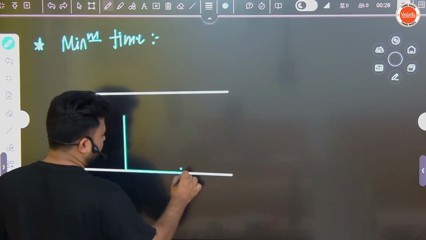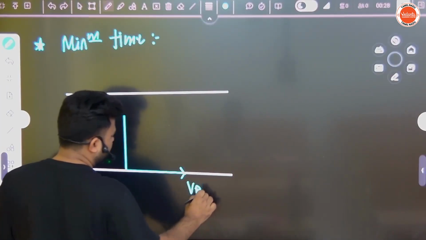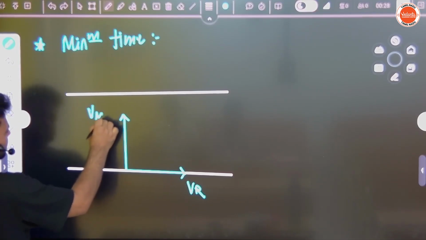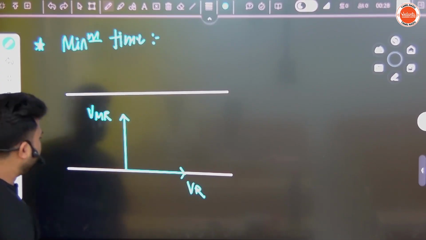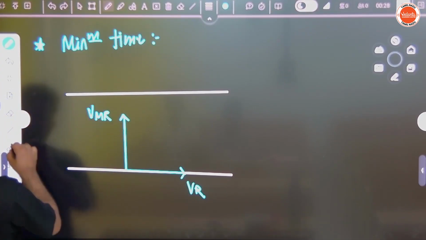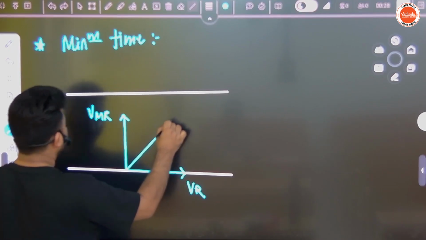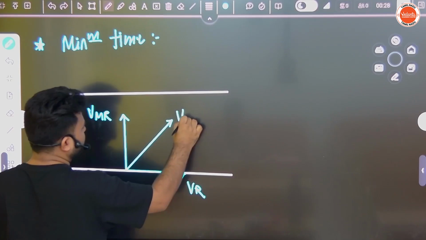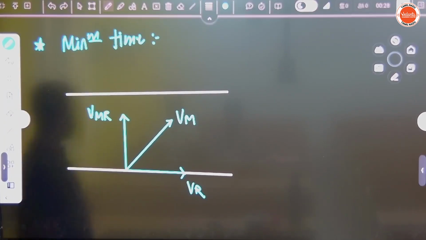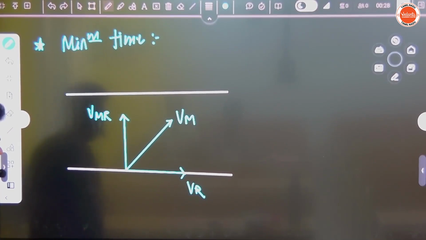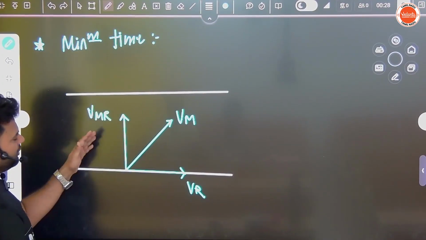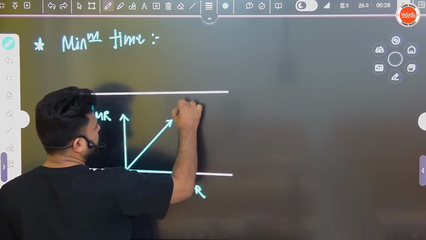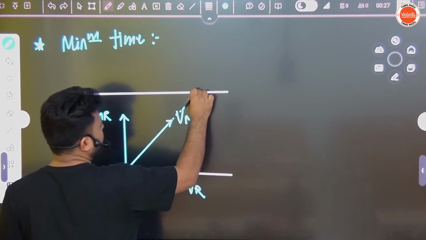So what I am saying, this is the velocity of river and the direction in which man tries swimming is what? Velocity of man with respect to river. But what will happen? Due to the flow of river, the man will move in this direction. So this is the velocity of man. This is the actual velocity of man. Correct? So man has to try swimming here. Due to the flow of river, man will move this. So this is the velocity of man. And finally the man will reach, you can see, this point.